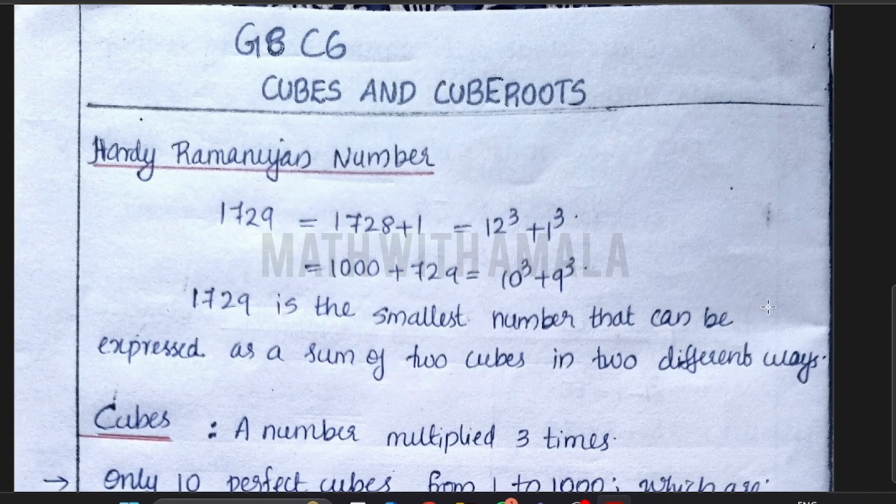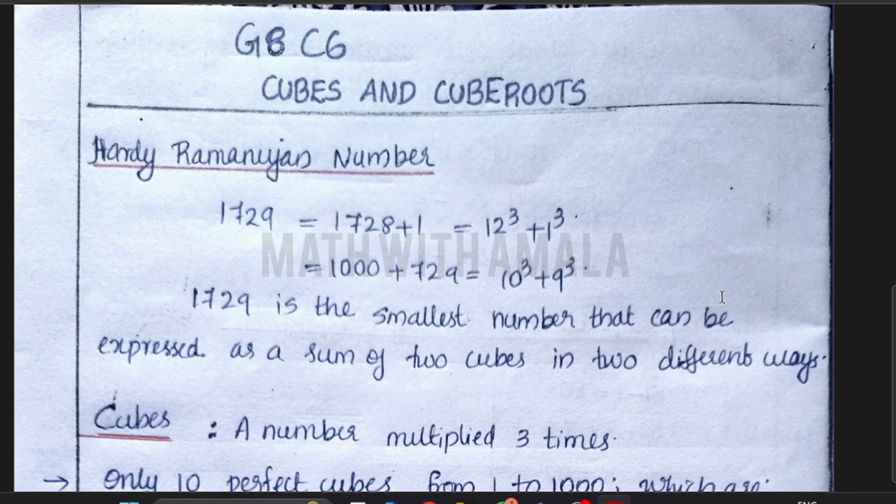Let's start with the Hardy-Ramanujan number. This is the smallest number that can be expressed as a sum of two cubes in two different ways. This is known to be the number which was on the number plate of the car owned by Hardy, who was a mathematician, and he came to visit Mr. Srinivasa Ramanujan while he was sick, and Ramanujan noticed that this is something different number.